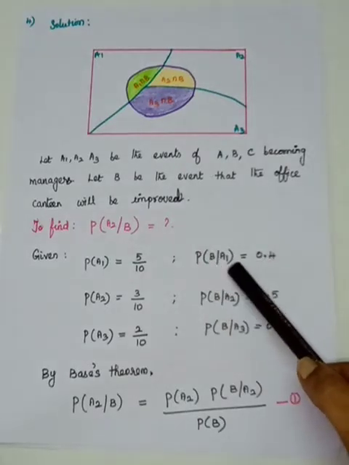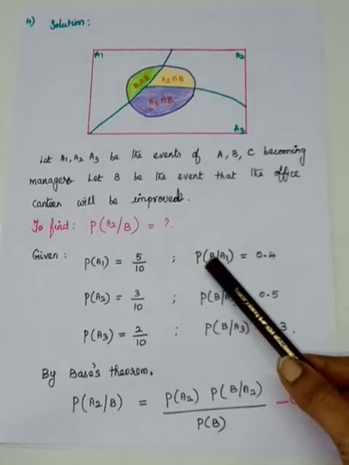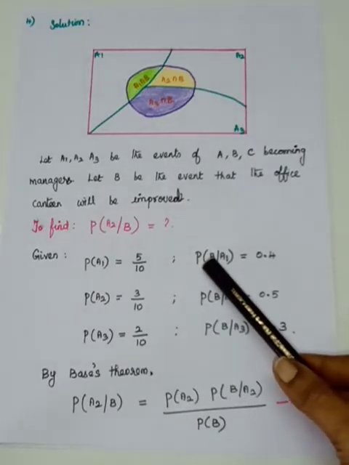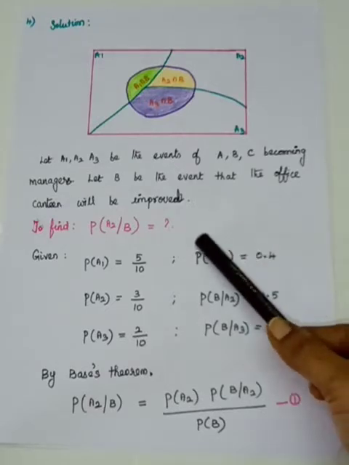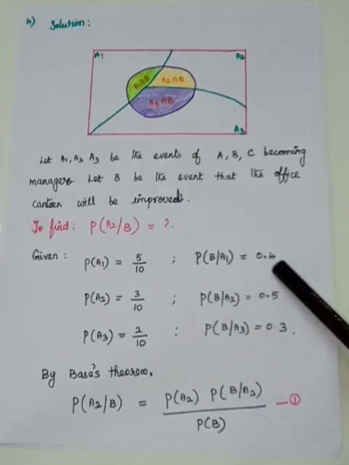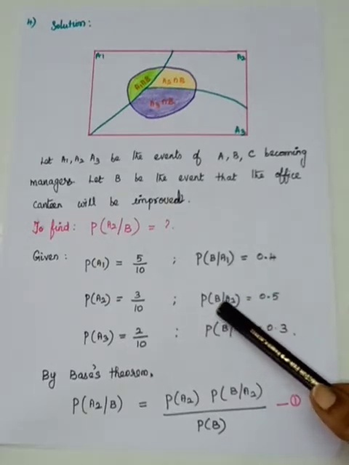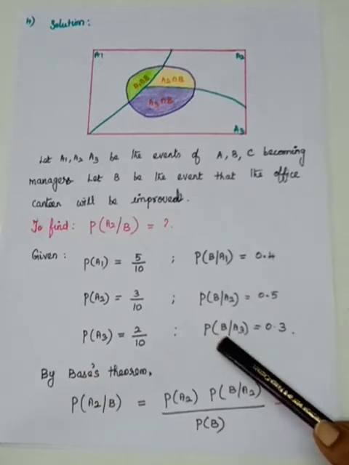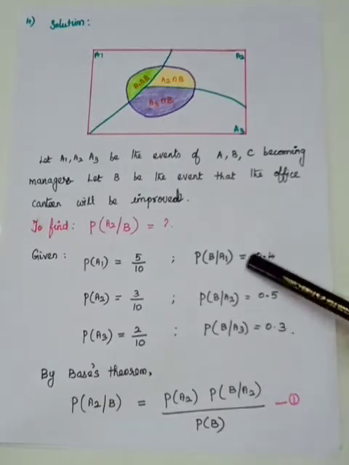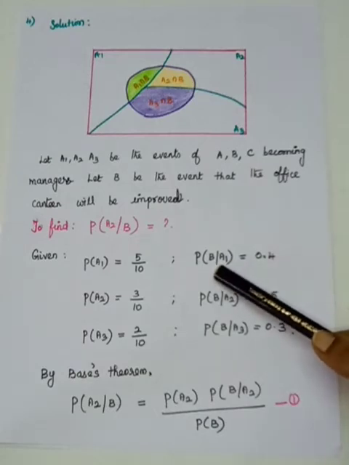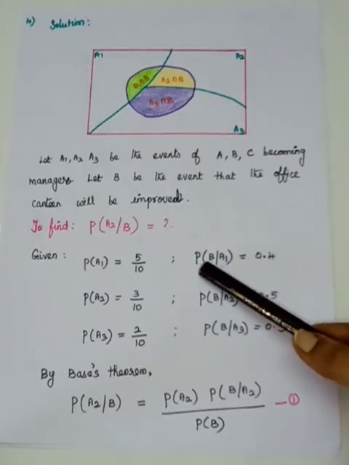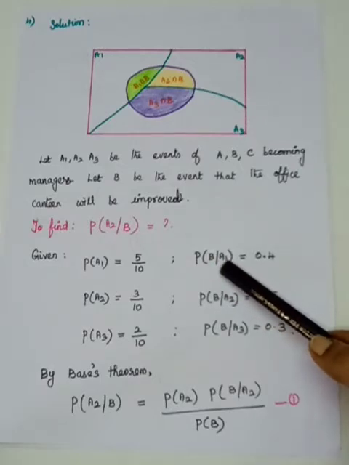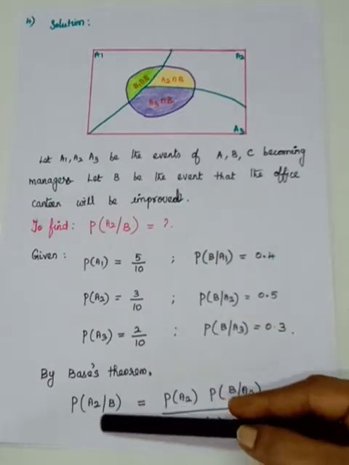What is P of B by A1? So the office canteen will be improved if which one? If the person A becomes manager. So that is P of B by A1. It is given as 0.4. In the same way, P of B by A2 is 0.5 and P of B by A3 is equal to 0.3. These results are given. We have to give the correct notation. So P of B by A1 means the probability that the office canteen will be improved if A becomes manager. Okay, and what is asked? P of A2 by B.